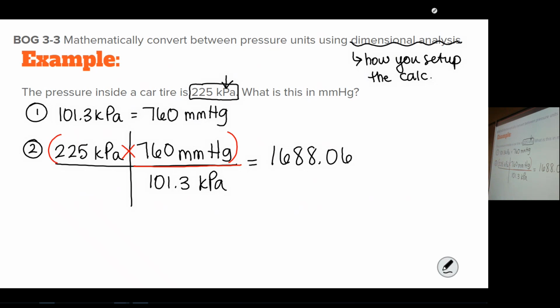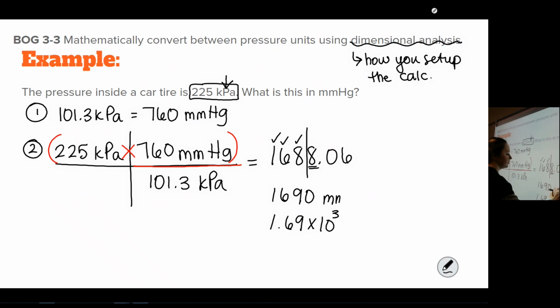okay, but that's not in sig figs, right? So again, I need 3 sig figs. So you've got multiple options here. So here's 1, 2, 3. So I'd cut my number here. You can do 1690 because that's 3 sig figs and my 8 rounded that other 8 up. Or you put it into scientific notation, 1.69 times 10 to the third. And don't forget to write your unit on the end of your number.